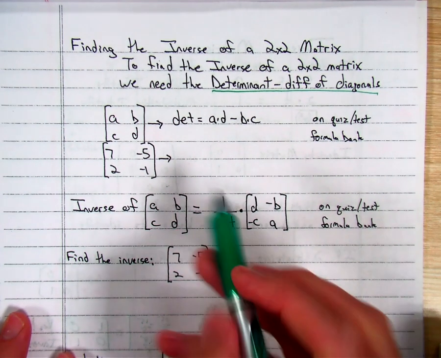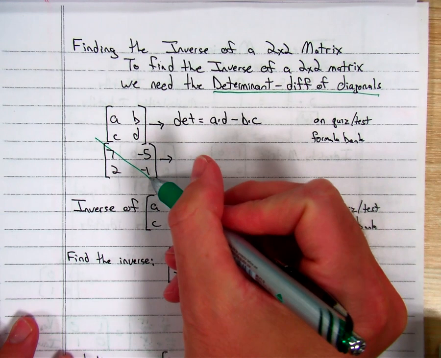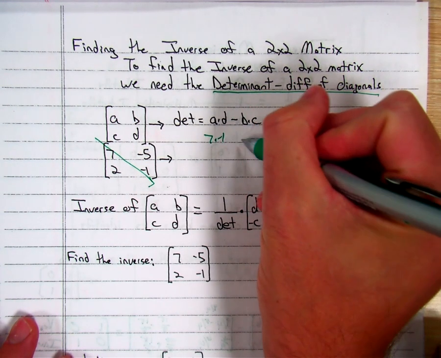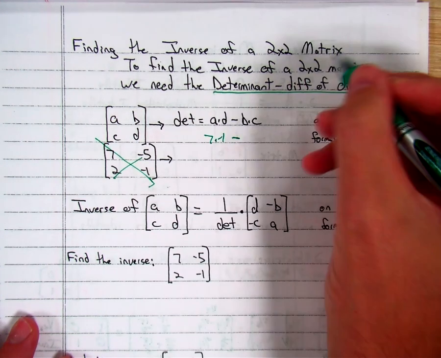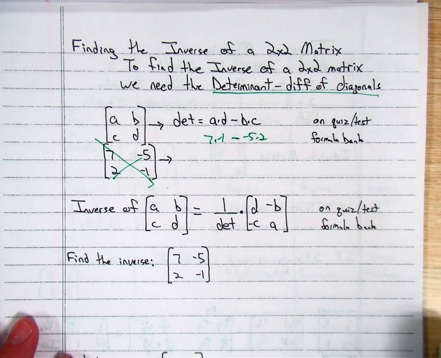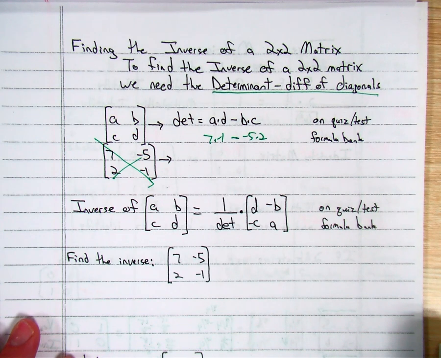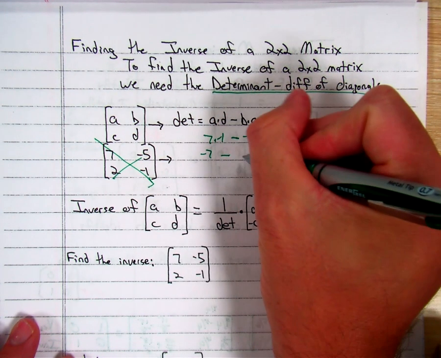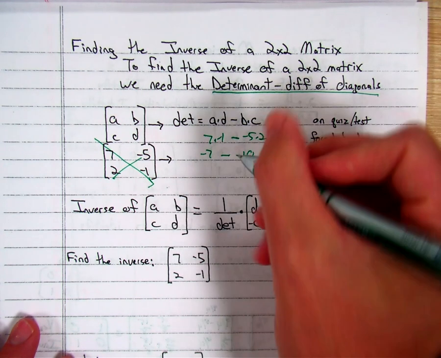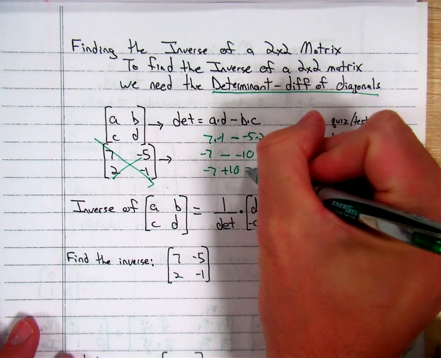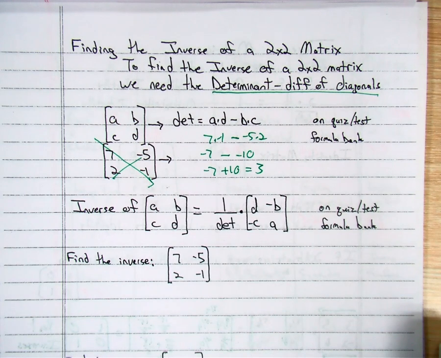So how does that look for us in a matrix? So we're going to go 7 times negative 1 minus negative 5 times 2. So we'll have negative 7 minus negative 10. Minus negative is a plus. Equals 3. All right, so our determinant is 3. And there will be some problems on your homework that's all it asks for. Here's a matrix, find the determinant.